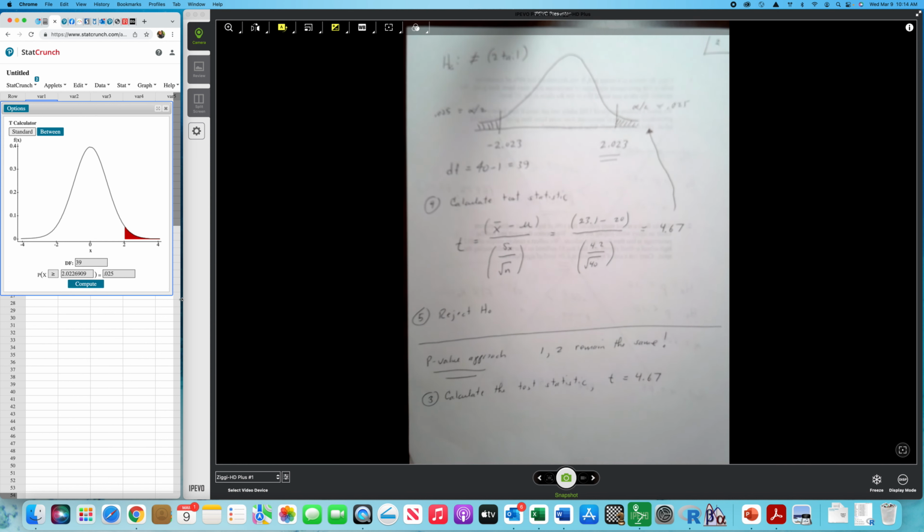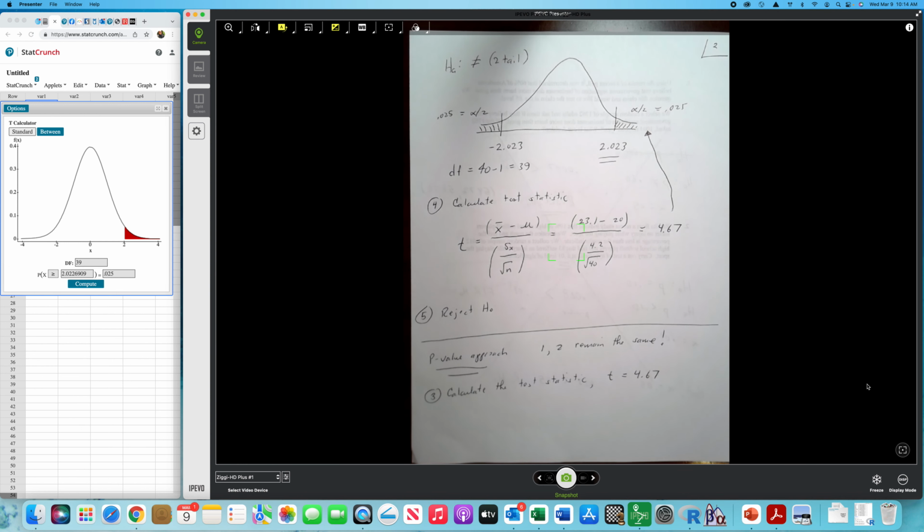Now, dagnabbit, I wish it didn't reset with my hand. My old document camera didn't do that. This one is just annoying me to no end.